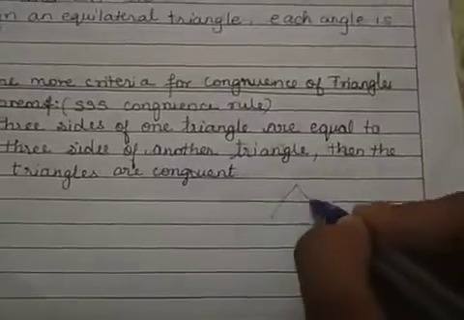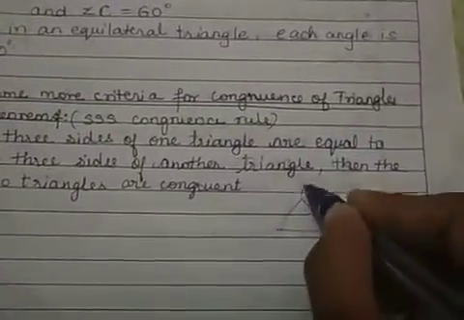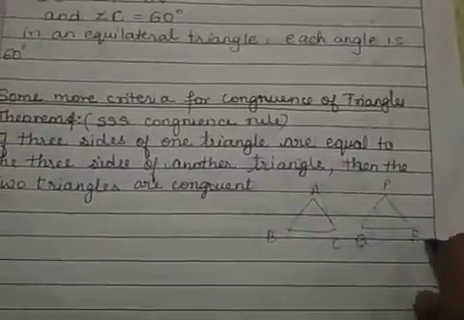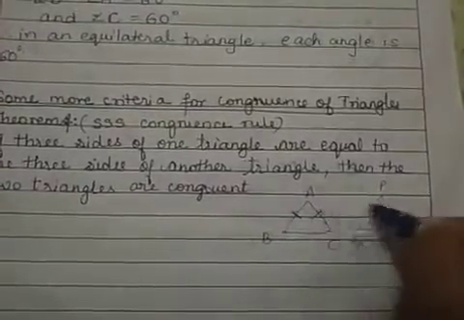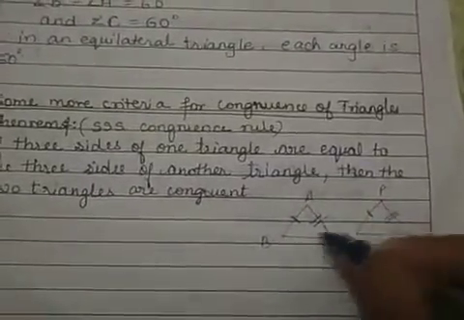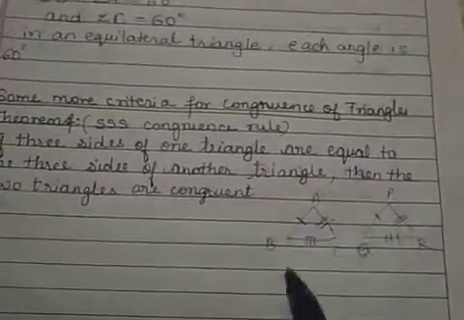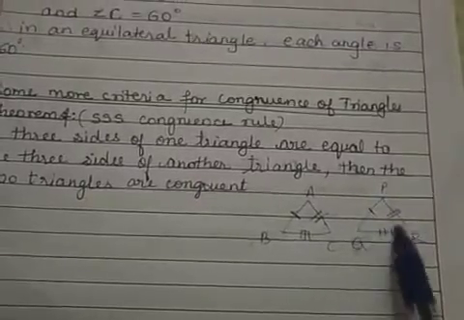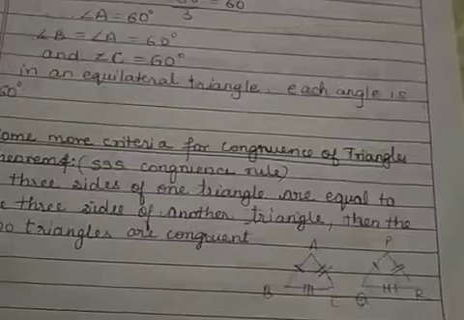So if you are given two triangles, let's say ABC and PQR, and this side is equal to this side, this side is equal to this side, and this side is equal to this side, then we can say that triangle ABC is congruent to triangle PQR by which rule? By SSS congruence rule.